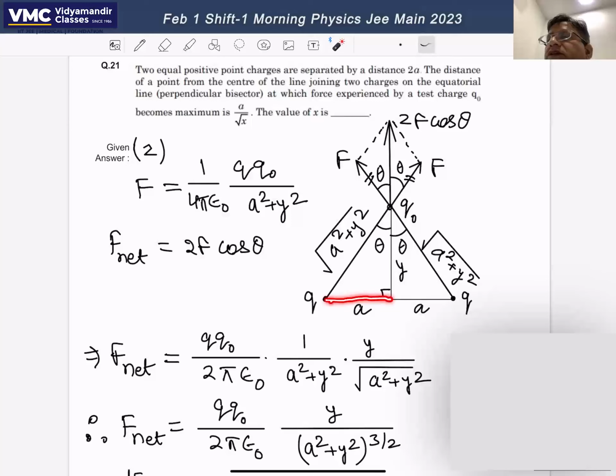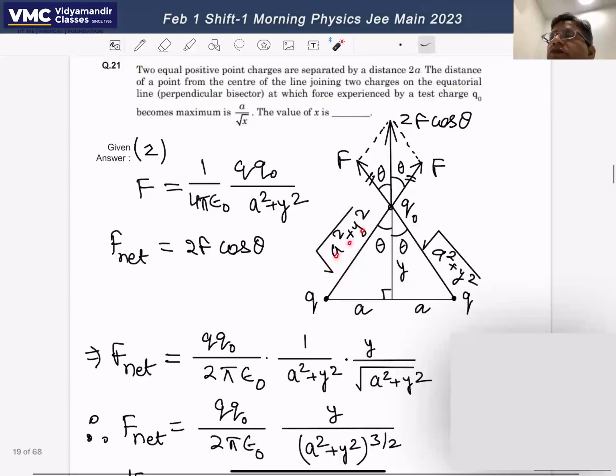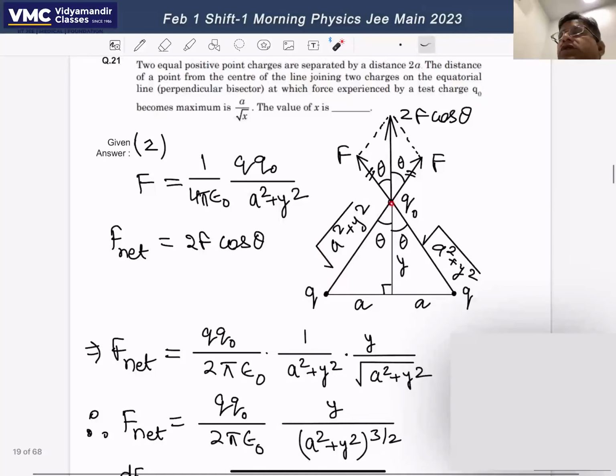The distance between the midpoint and charge Q is a, and this perpendicular is y. So the hypotenuse, by Pythagoras theorem, will be root of a square plus y square. So the distance between charge Q and Q0 will be this, and here also between Q and Q0. Now this Q0 is placed at a height y, and two forces are applied by these two charges. One Q charge applies force F in this direction, and the other Q charge applies force F in the left direction. We will see that the resultant force on Q0 due to these two charges will be along this direction, that is 2F cos theta.